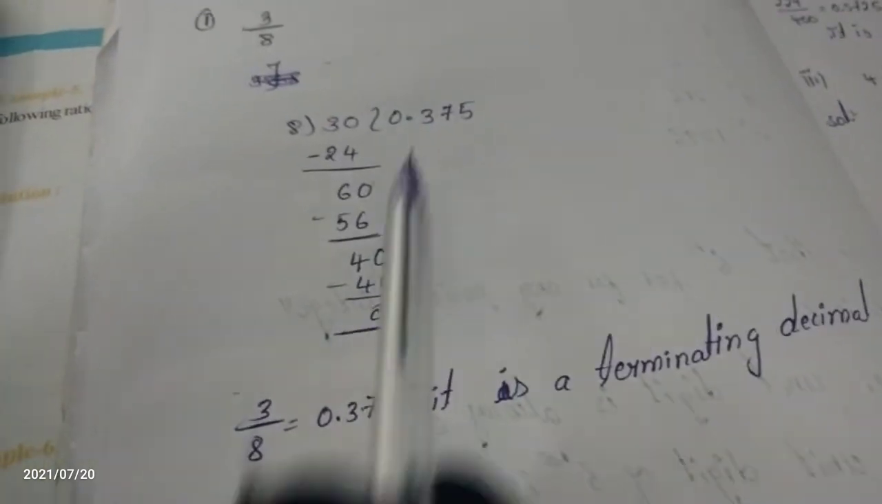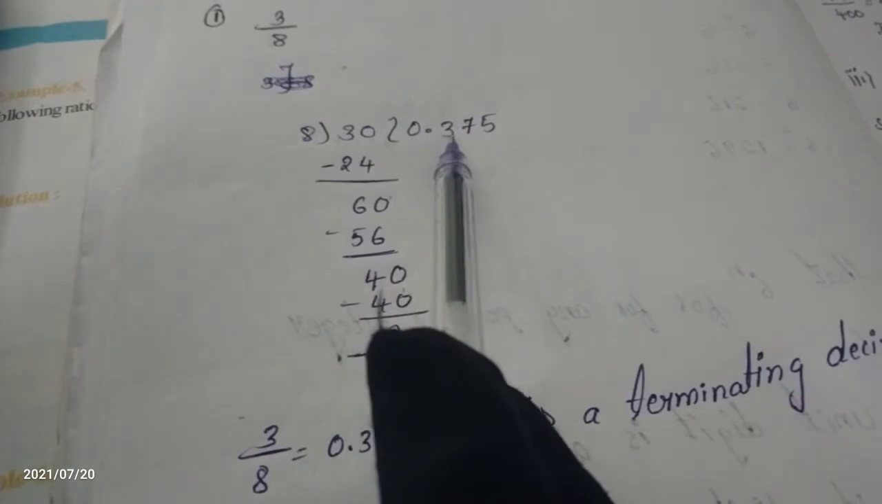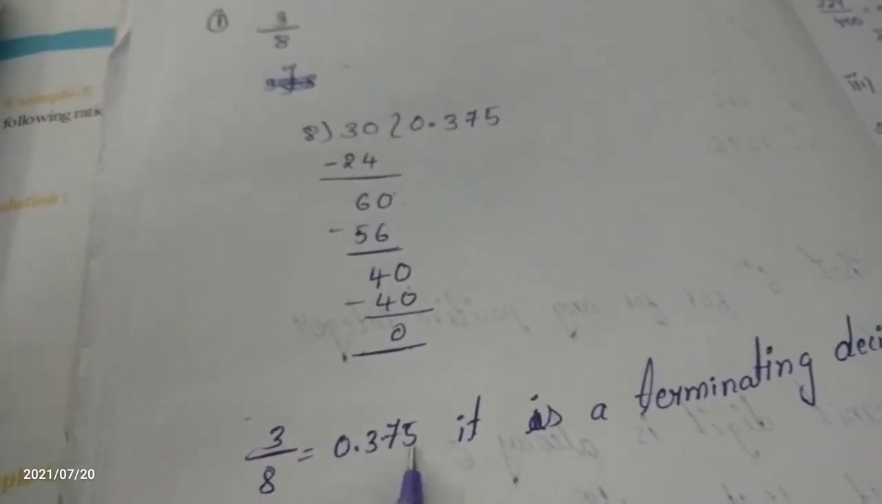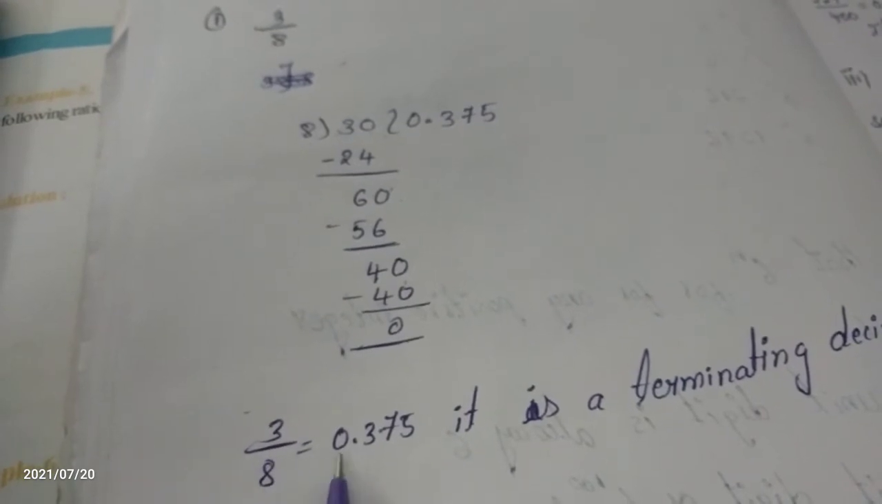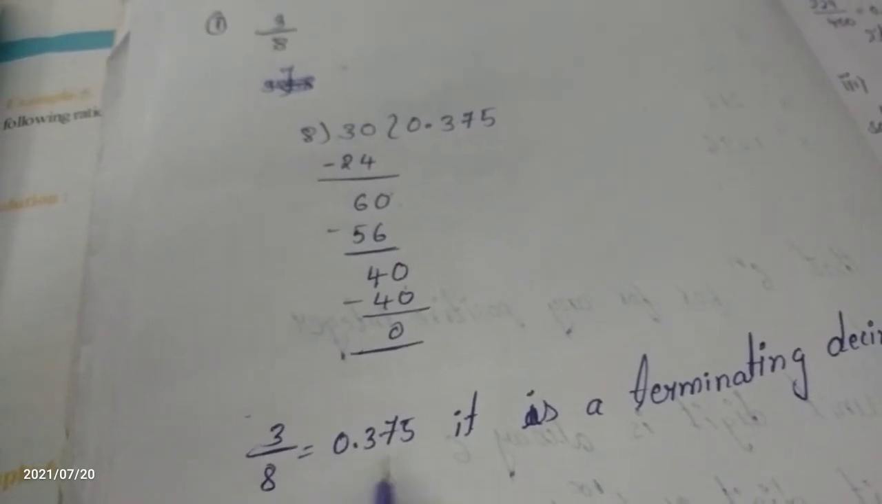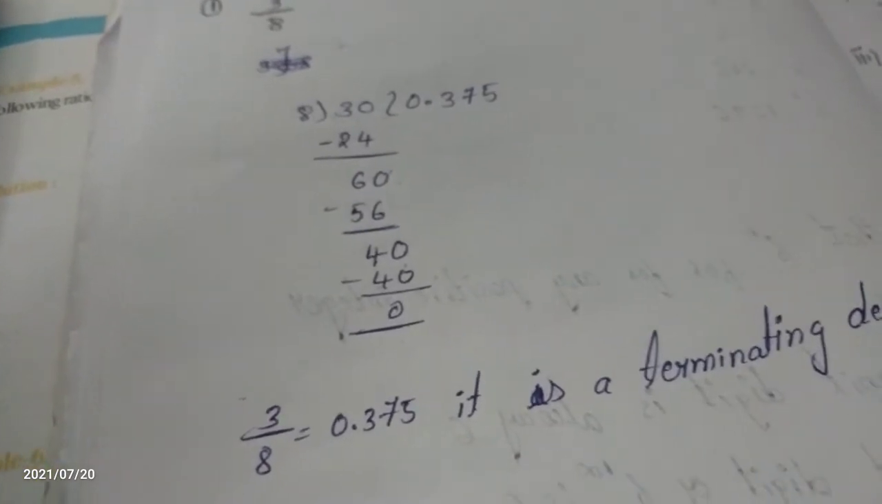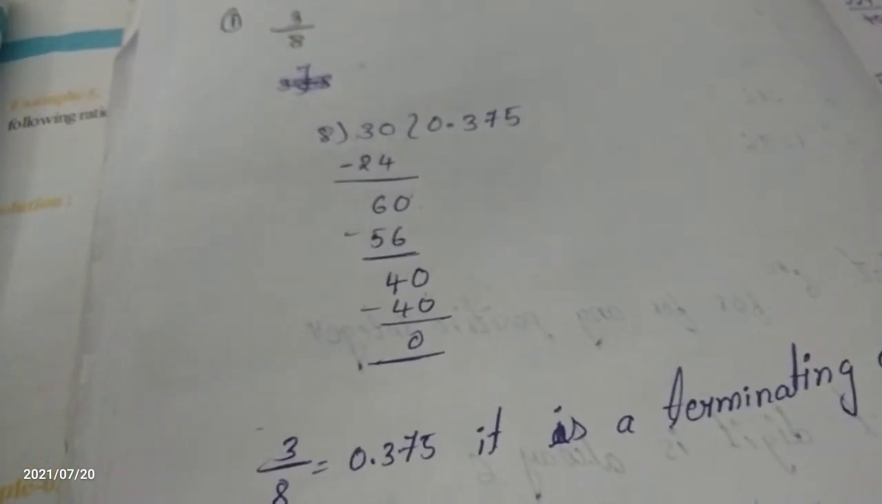What is the decimal form? The decimal form of this rational number is 0.375. It is a rational number, and this is its decimal form. Okay, 0.375. Again, after getting the decimal, what do we have to state?